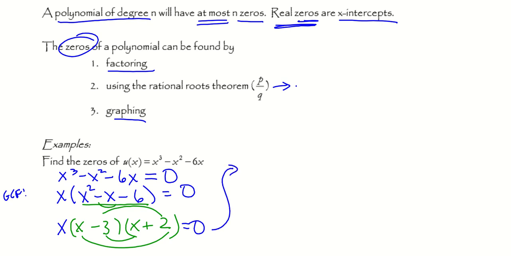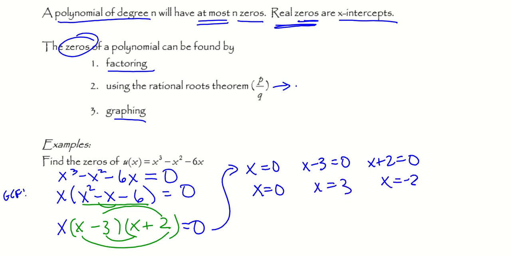So that works. I want that to equal 0. So if I come in here, I have 3 factors. I have x. If that's 0, the whole thing's 0. I have x minus 3. If that factor's 0, the whole polynomial will be 0. And I have x plus 2. So I set each equal to 0. They each have x in them. So I end up with 3 possible solutions: x is 0, x is 3, or x is negative 2. Those are all real answers, right? So these are my zeros.